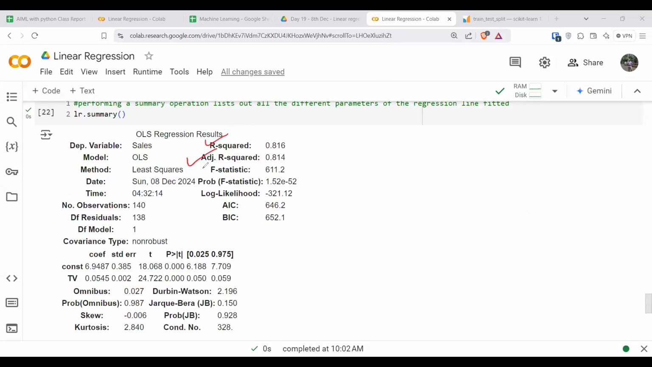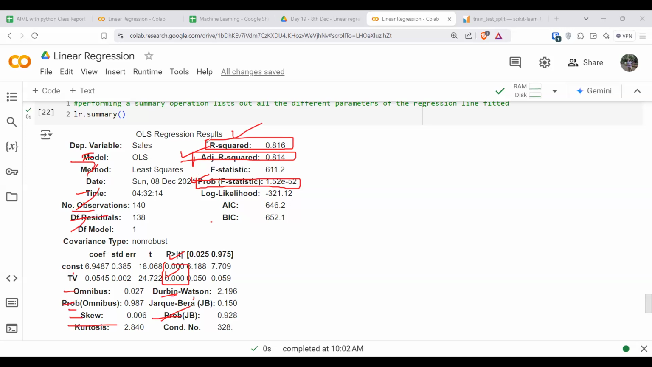R squared, adjusted R squared, F statistics, probability of F statistics, log likelihood, AIC, BIC, right? Number of observations, residuals, degrees of freedom of the model, covariance. It's not needed for you, right? What is important is this probability of F statistics, your R squared, adjusted R squared, and probability of this constant. Simple, that's all. The rest of the things are not needed for you at this point of time, right?